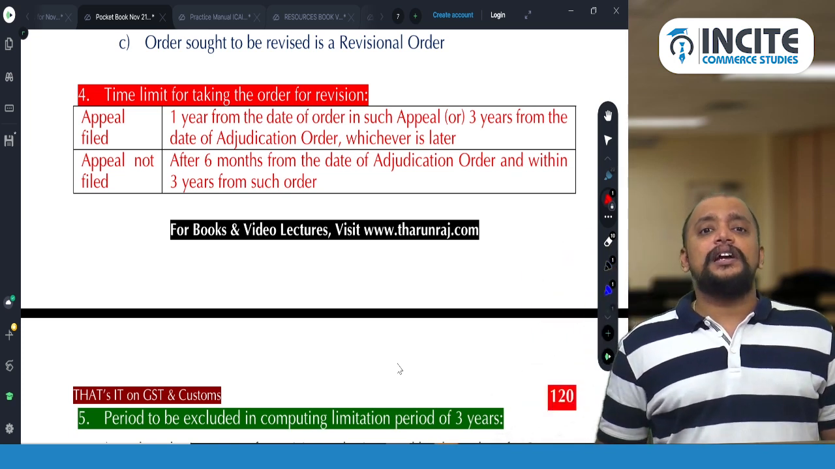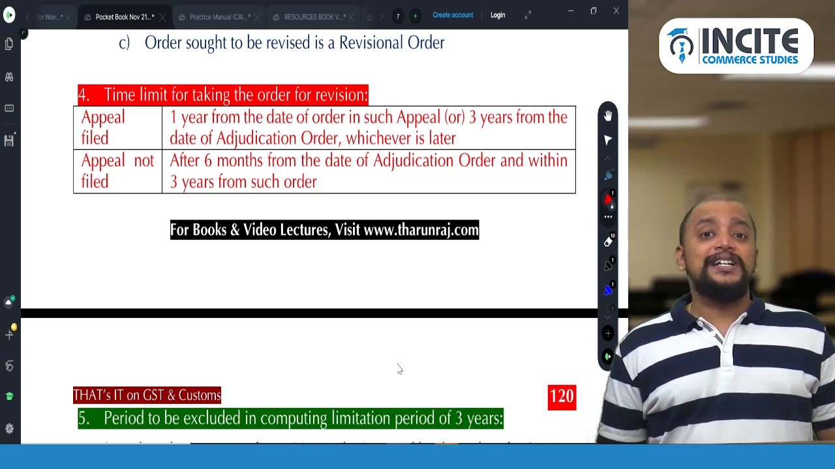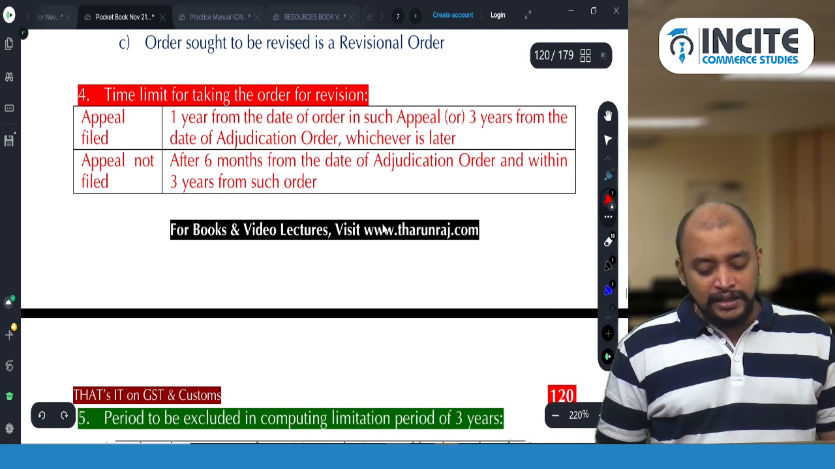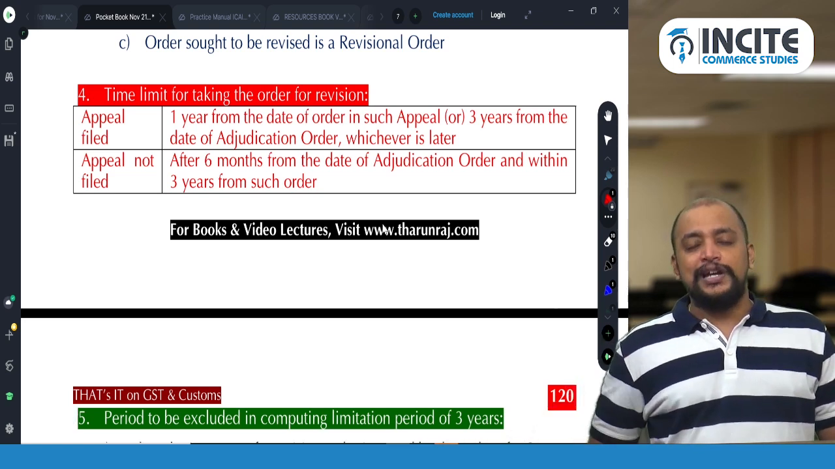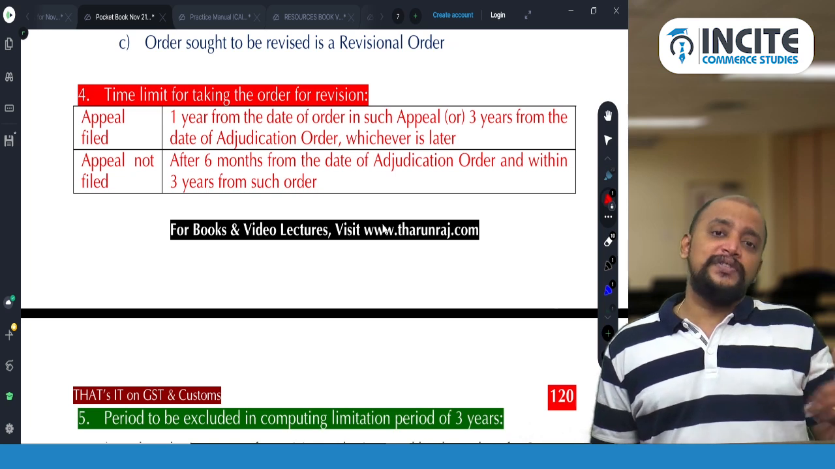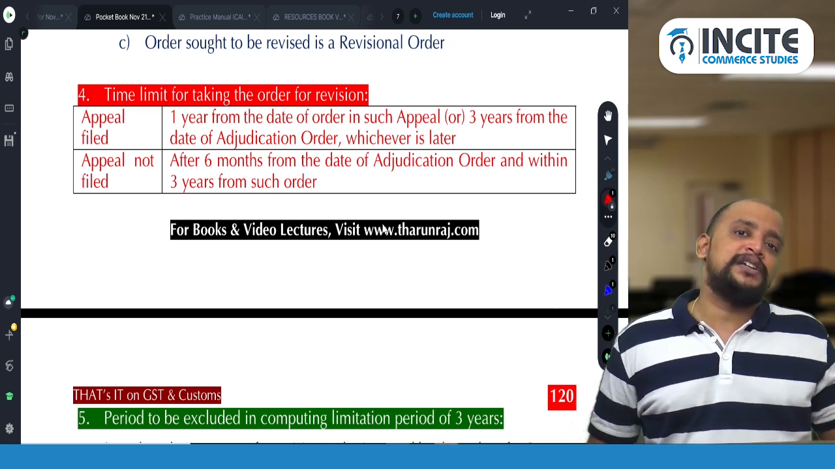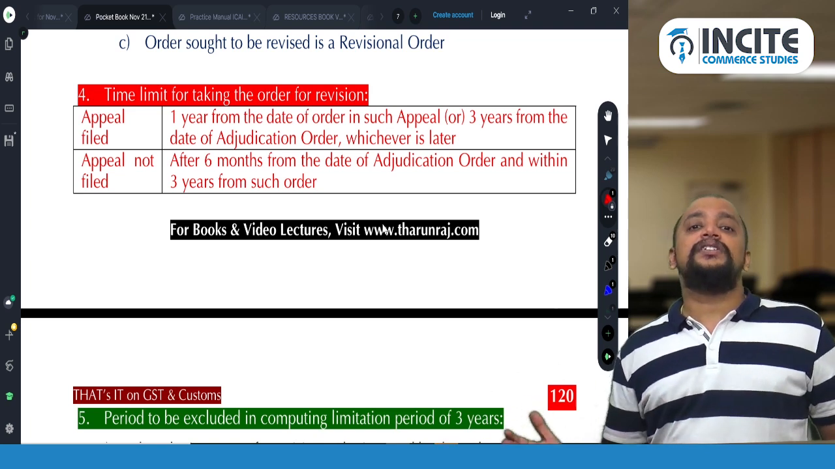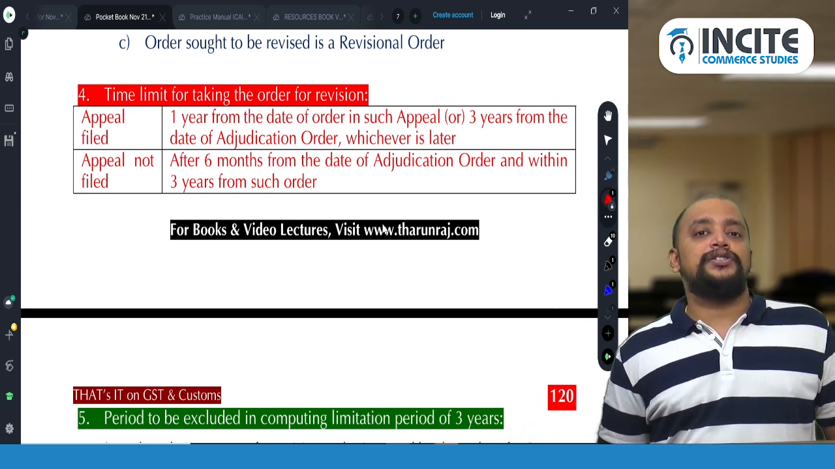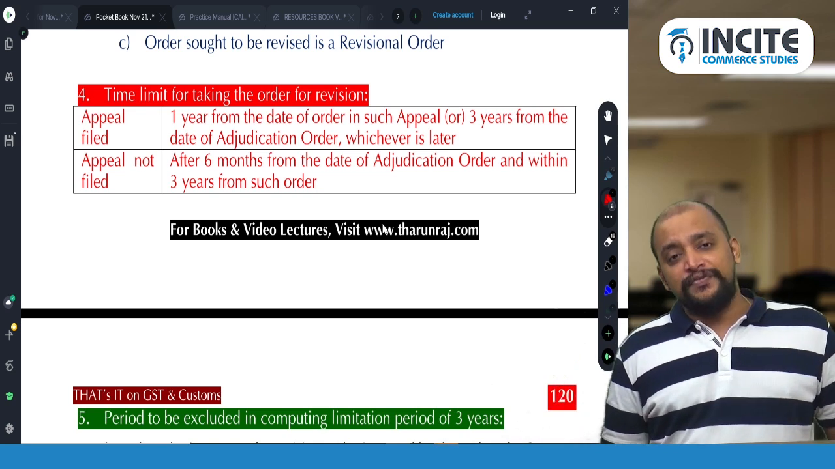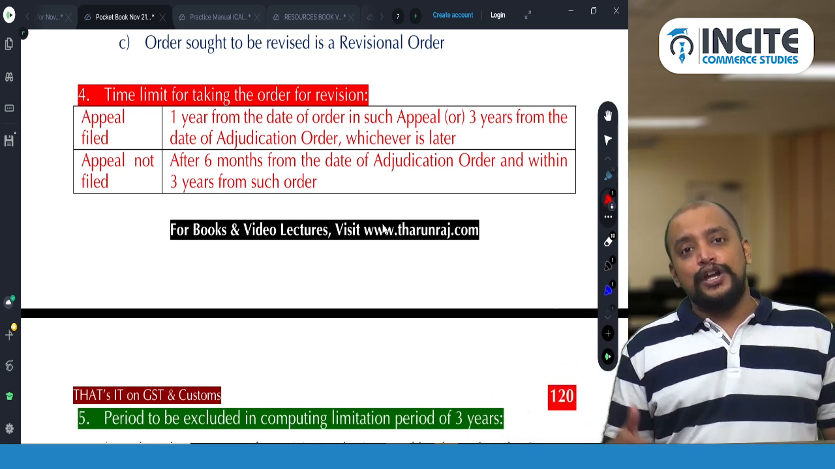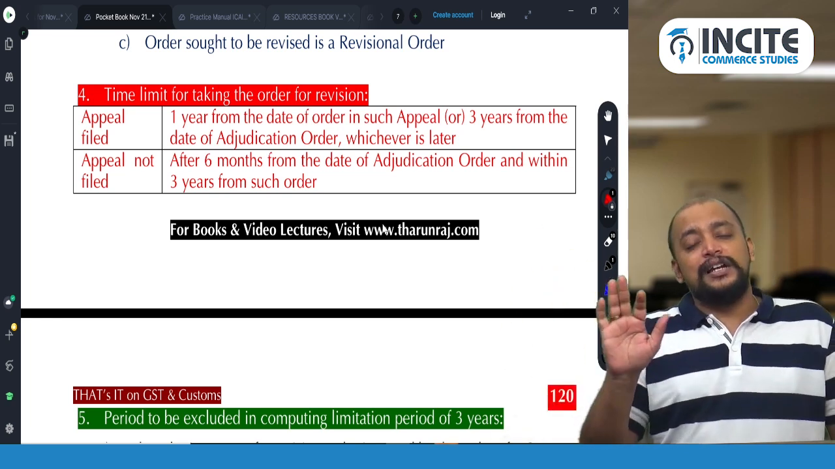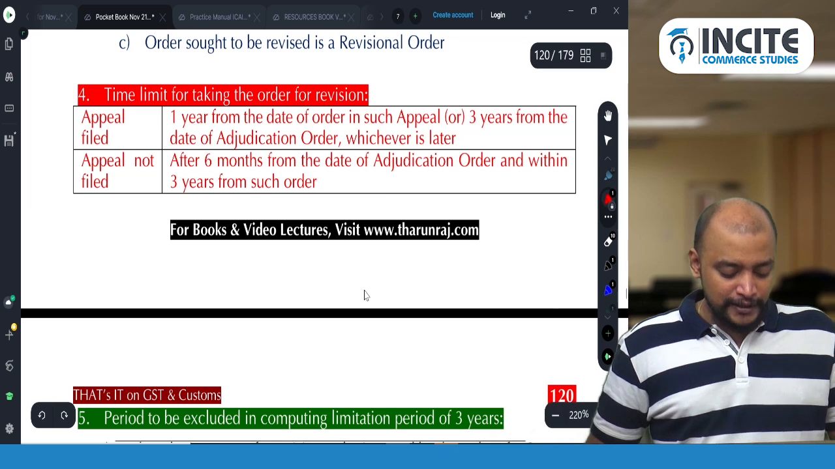Normally, they can take up the order for revision after 6 months from the date of adjudication order and within 3 years from the date of adjudication order. Why after 6 months? Anyhow within that 6 months they can go for appeal or department can go for appeal, na? Due to that reason. Okay. So after 6 months and within 3 years from the date of adjudication order. Why 3 years logic? Because if at all they wanted to collect tax, they should have given the notice to enhance the tax and collect the tax. So that's the reason why 3 years is the time limit.